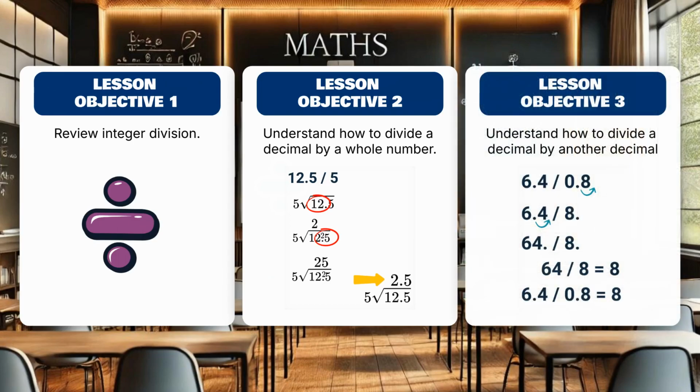We then tackled the more complex case of dividing one decimal by another. Here, we learned to convert the divisor into a whole number by shifting the decimal point and making the same adjustment to the dividend. This method allowed us to perform the division as with whole numbers and place the decimal point accurately in the quotient.